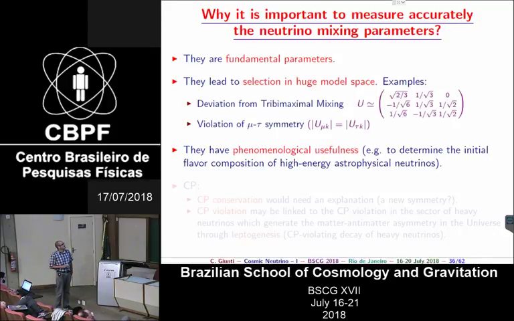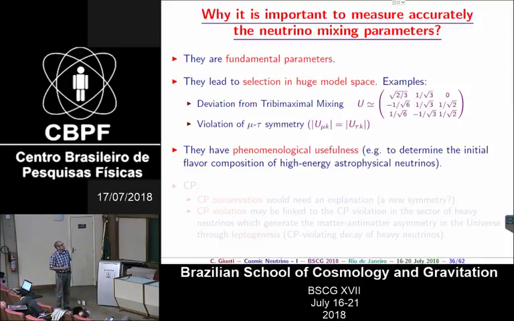For example, before the discovery of theta 1-3, so before 2011, people considered seriously what is called the tri-bimaximal mixing matrix, which has this simple form, and in which the element U_e3 is equal to 0. This would require that theta 1-3 is equal to 0. But this was proven to be wrong when theta 1-3 was measured.